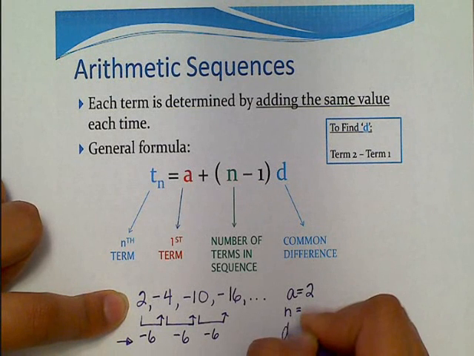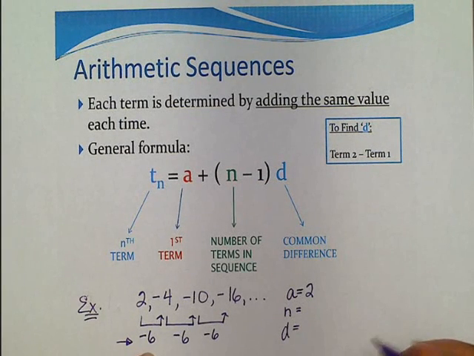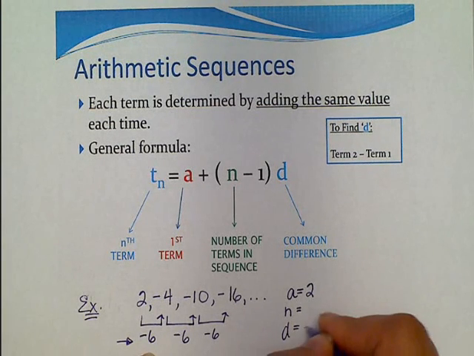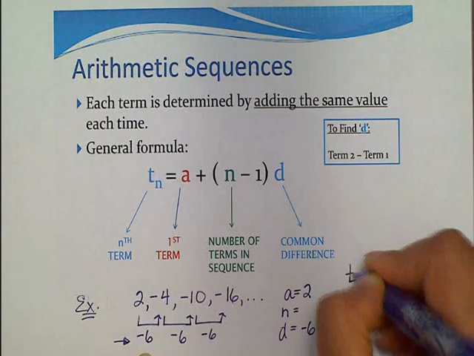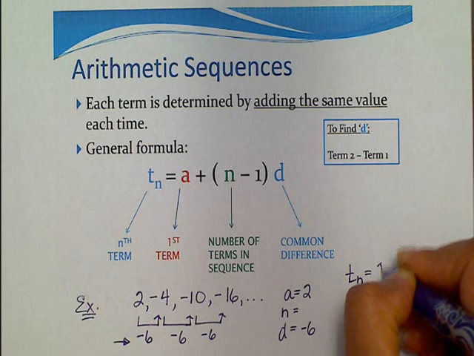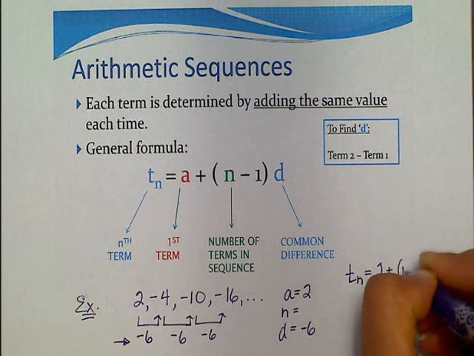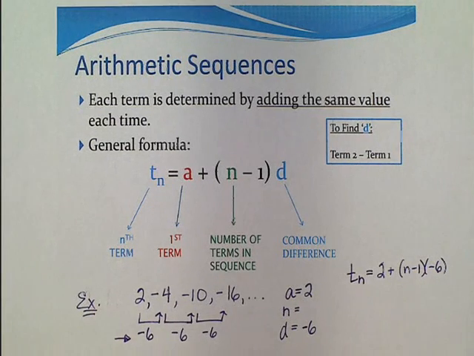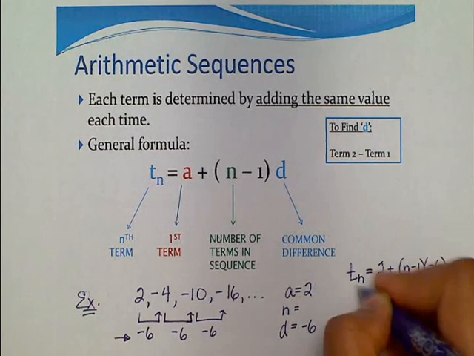And d, the common difference, is the difference between each of the terms to get from the first to the next, and so on. So the common difference in this case is -6. So if I wanted to write the general term formula, I would just plug in the numbers I know. A is equal to 2 plus (n minus 1), and d is equal to -6. And I'm adding brackets around the -6 to indicate that I'm multiplying here.